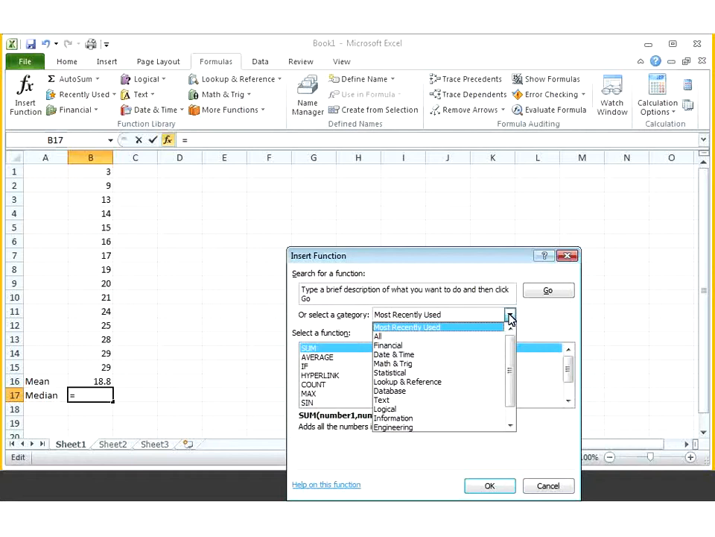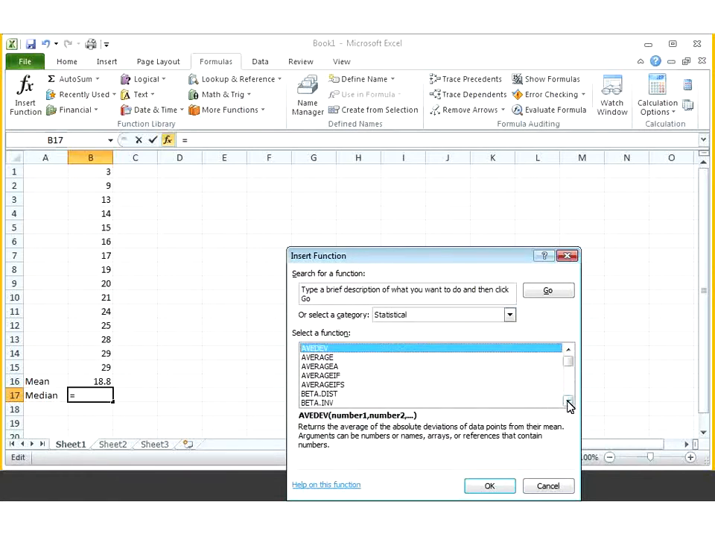Are you talking about math right now? Math and trig. Could it be statistical? Statistical, okay, so median, mode, also statistical, right? Okay. So, let's put it statistical. And there's a whole list of these here.